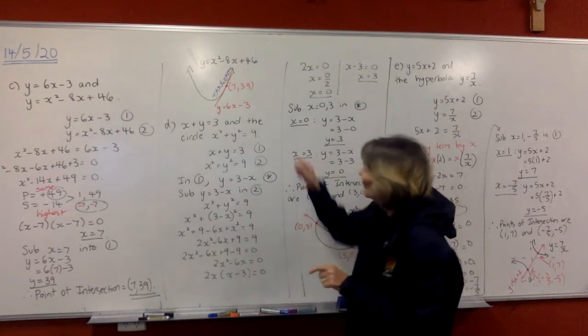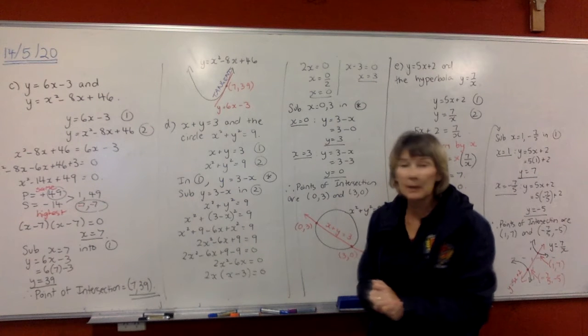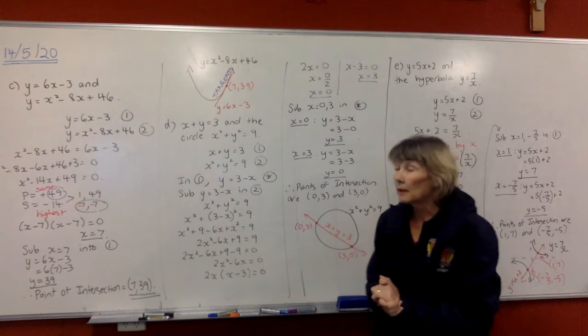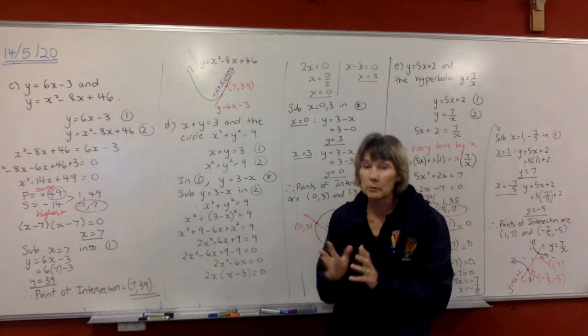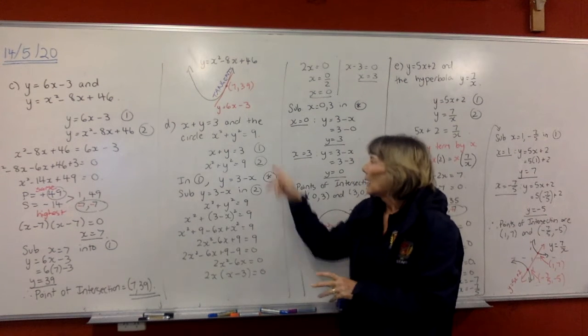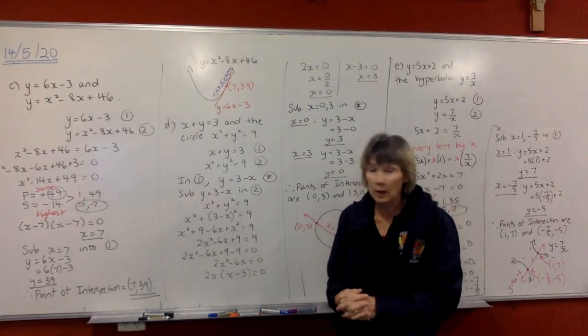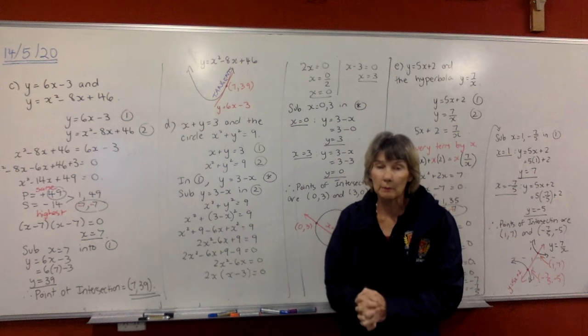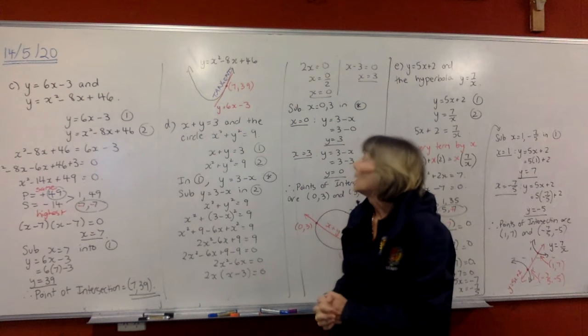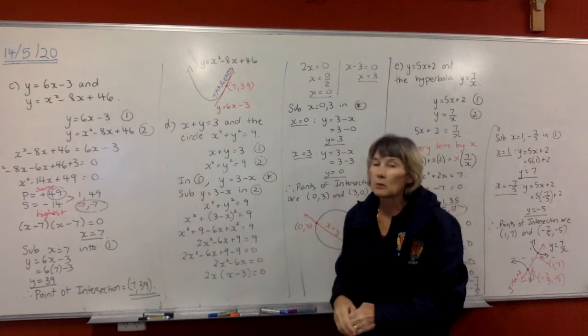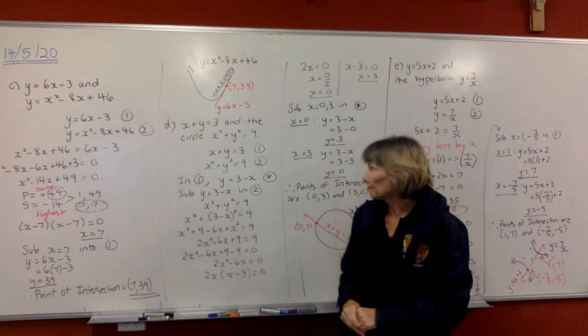Okay, so we're going to look at another question here. This one we have x plus y equals 3. That's a straight line. It just is written the way they want to write it. And we have a circle this time. We haven't done circles yet, but we will be doing them this year. So the circle is x squared plus y squared equals 9.